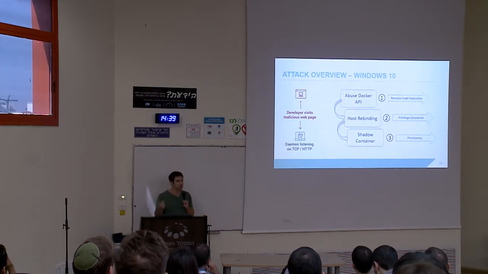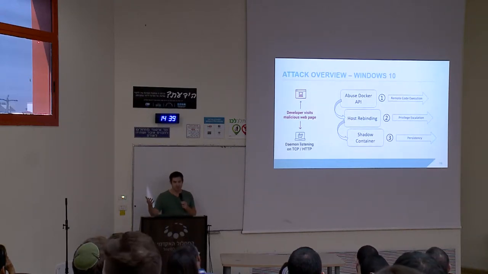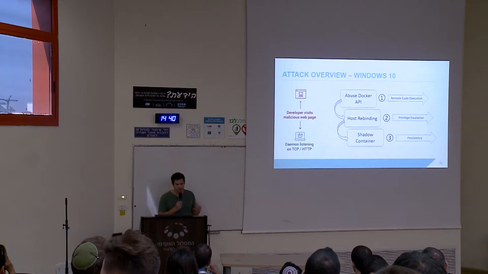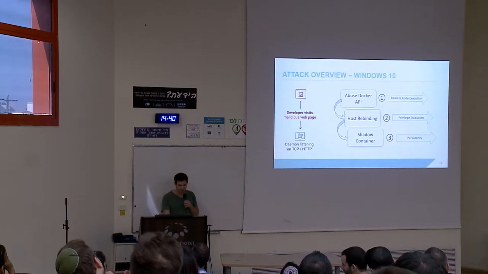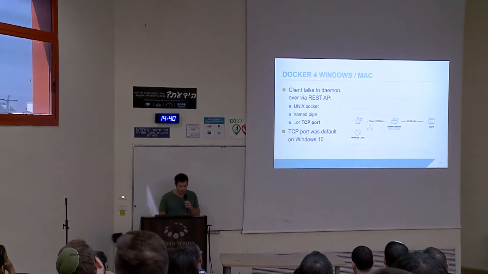Like most attacks, we're going to start with remote code execution, and we'll do that by using the Docker API. Then we're going to do a host rebinding attack, which is a new form of attack we introduce here. This will give us privilege escalation over the Docker daemon, and finally we'll run a shadow container, which will give us persistency.